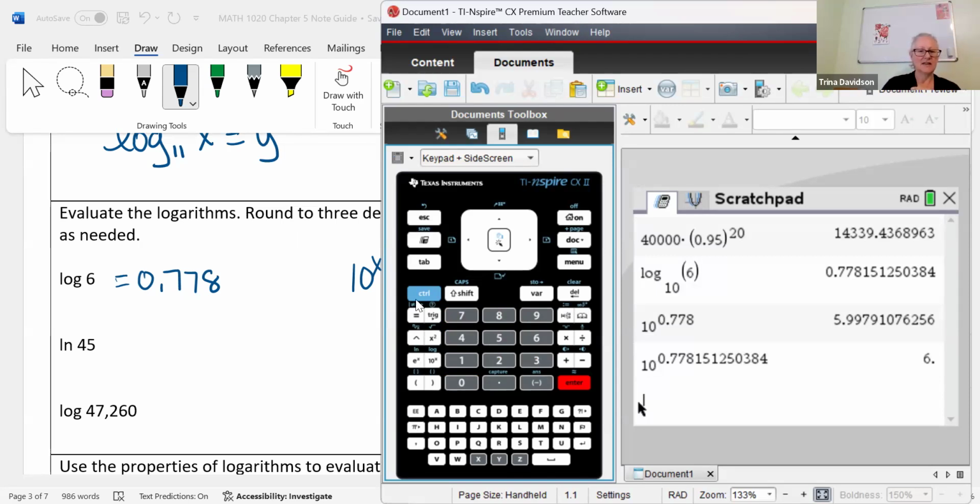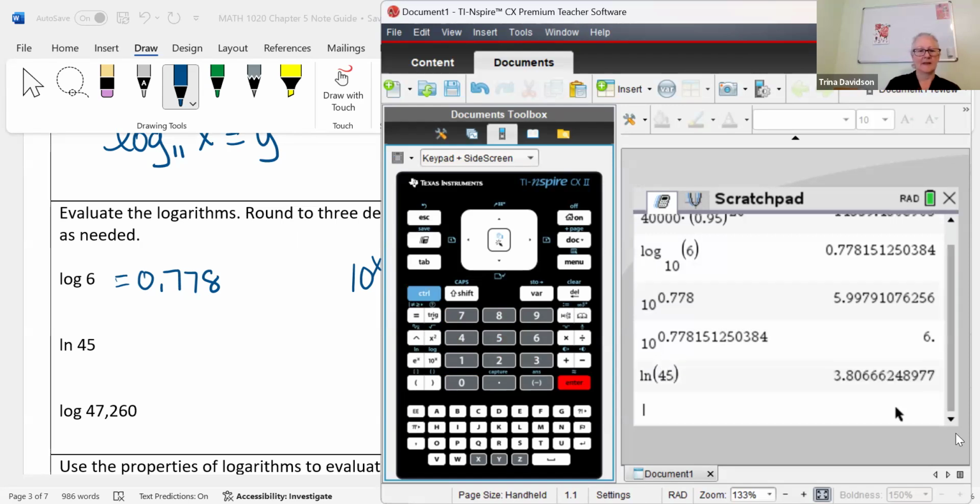The natural log is above the e to the x, so control e to the x, and we need the natural log of 45. Again, they want 3 decimal places, so it's 3.807.